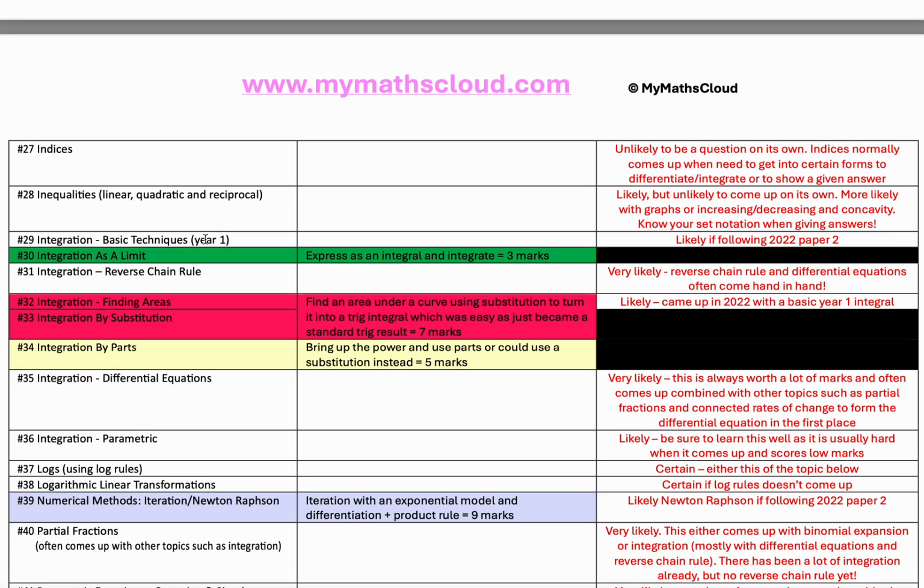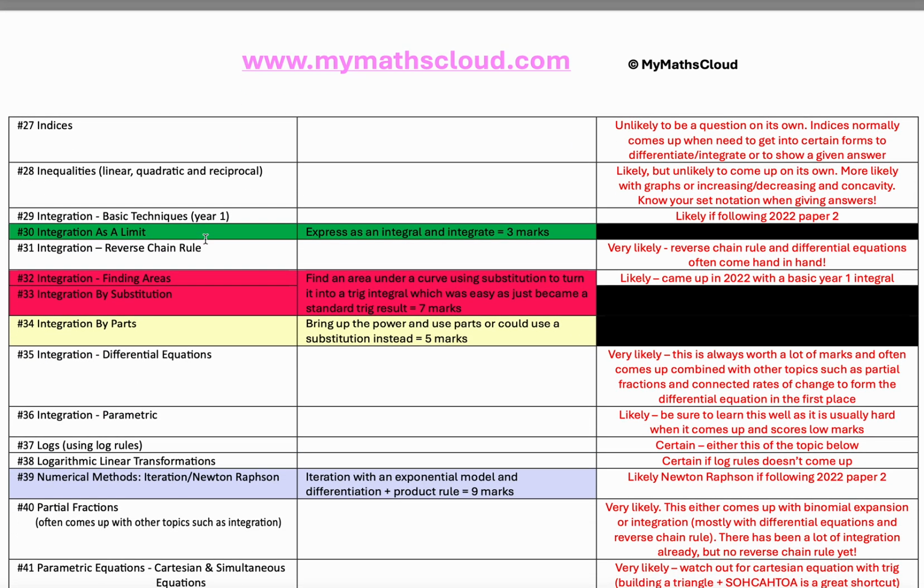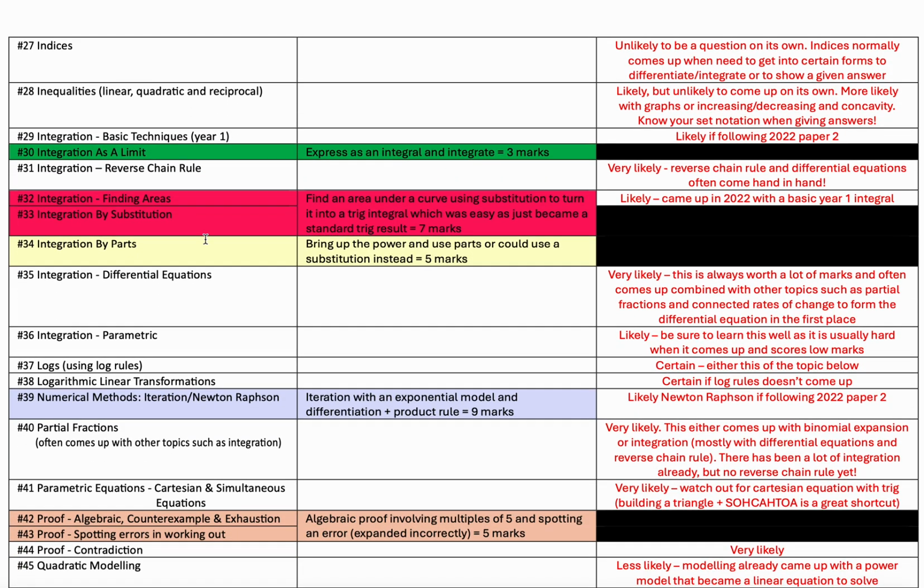Integration, basic tendency one, that came up in 2022 as well, but I don't think it's going to come up again because it was quite integration heavy paper one, but again it could, so you'll see that if you do the 2022 paper.